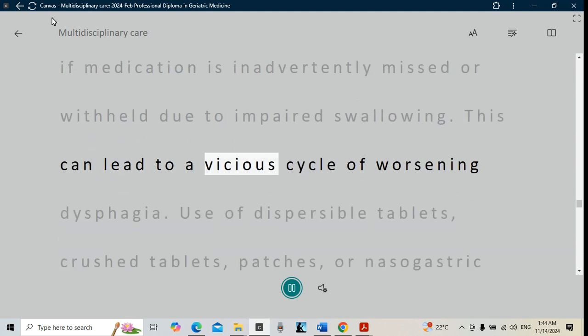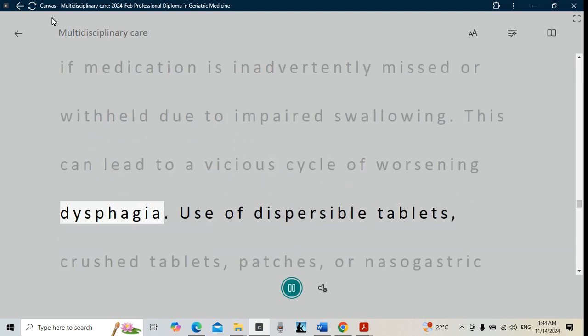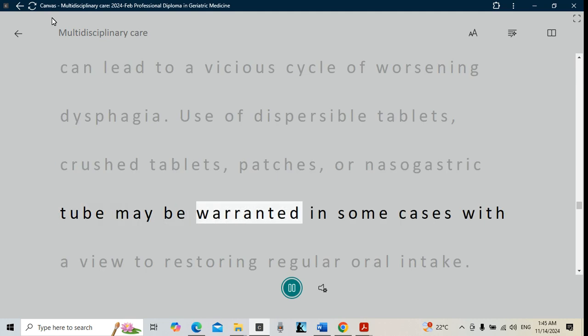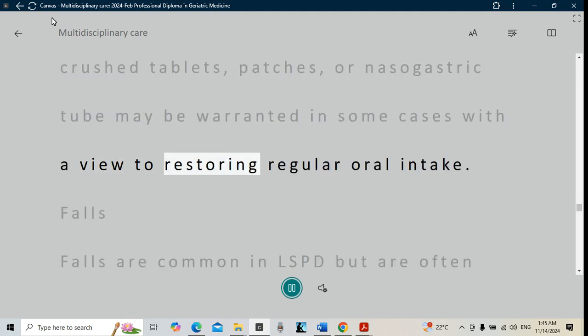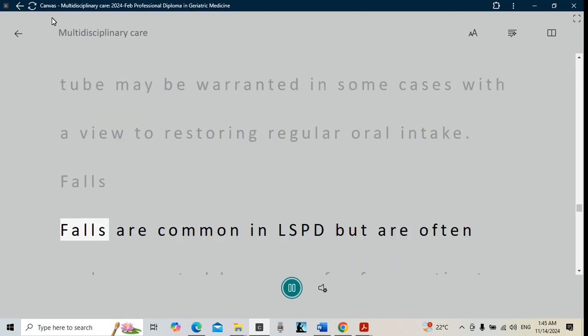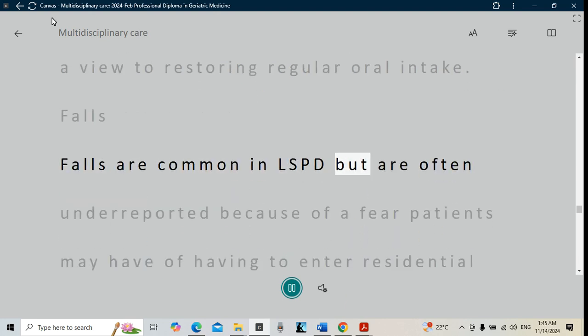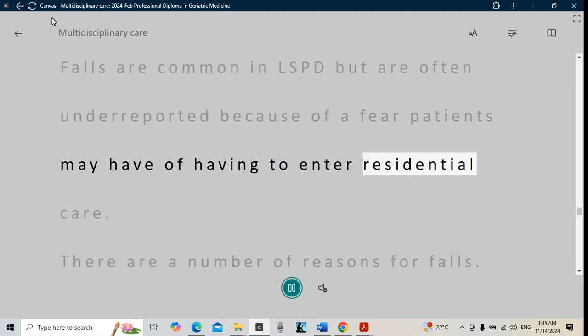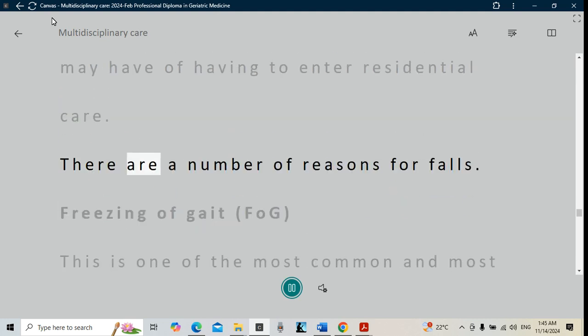This can lead to a vicious cycle of worsening dysphagia. Use of dispersible tablets, crushed tablets, patches, or nasogastric tube may be warranted in some cases with a view to restoring regular oral intake. Falls. Falls are common in LSPD, but are often underreported because of a fear patients may have of having to enter residential care. There are a number of reasons for falls.